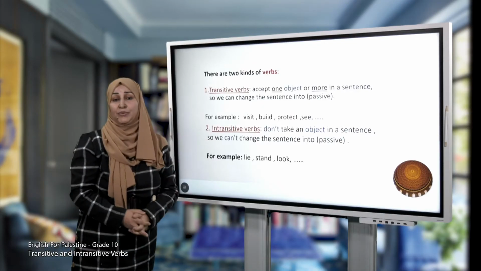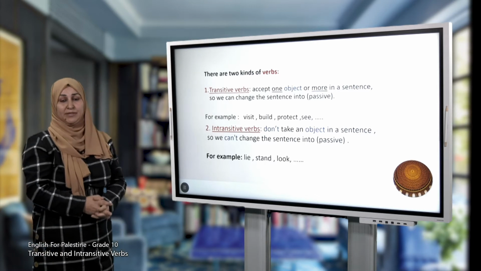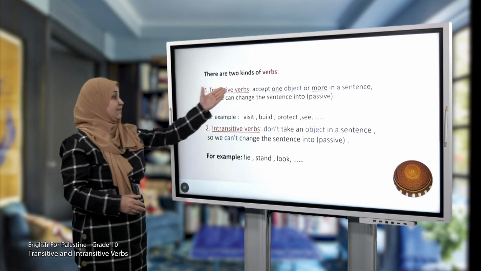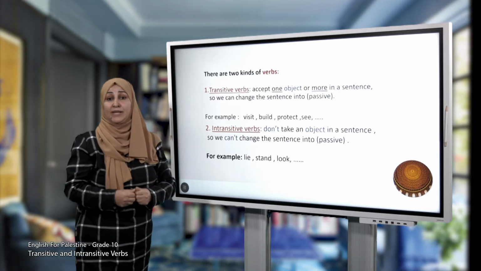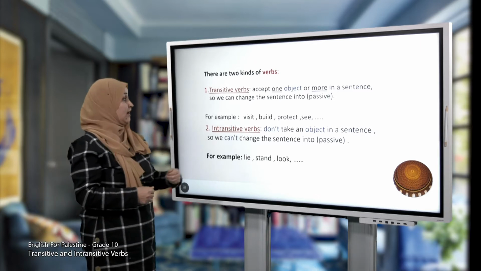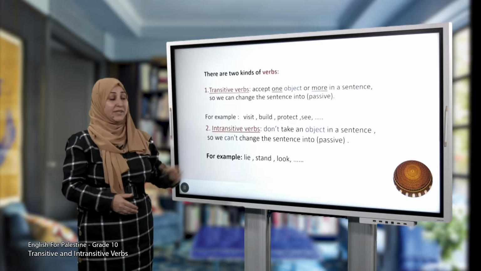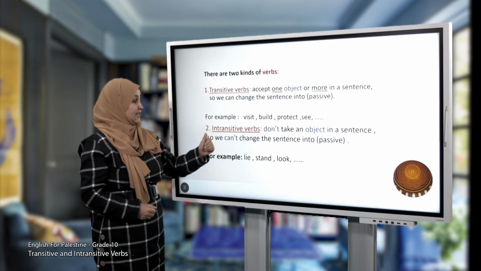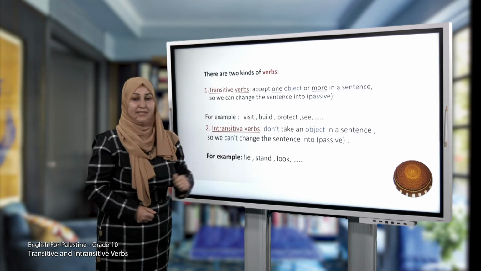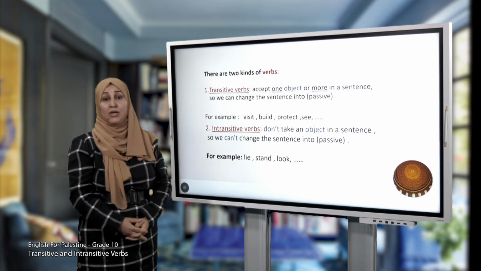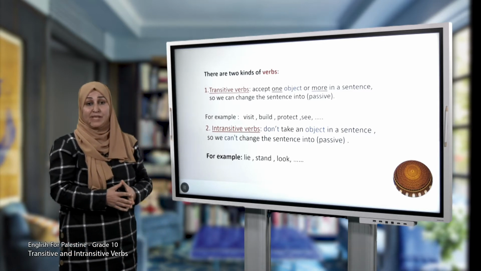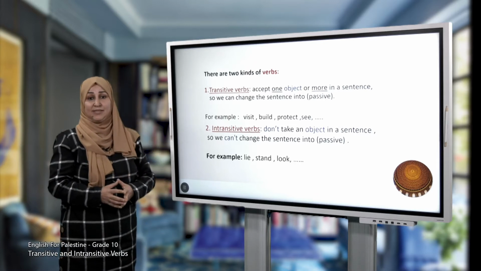First, in English, we have two kinds of verbs. Number one is transitive verbs. What do we mean by transitive verbs? They are verbs that accept one object or more in a sentence. So, we can change the sentence into passive. For example, visit, build, protect, see. Now, my students, who can put these verbs in meaningful sentences?